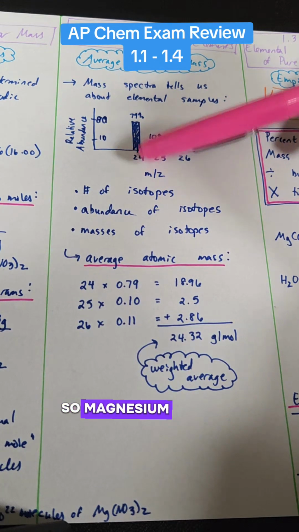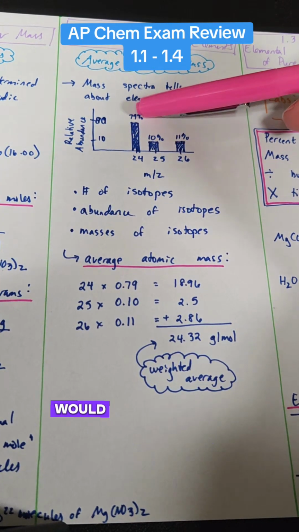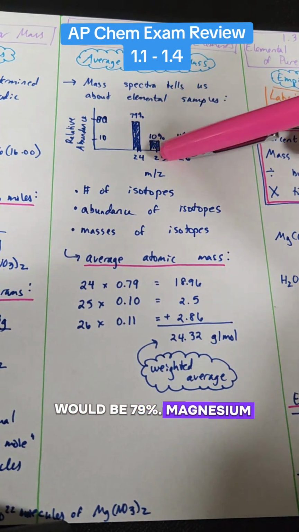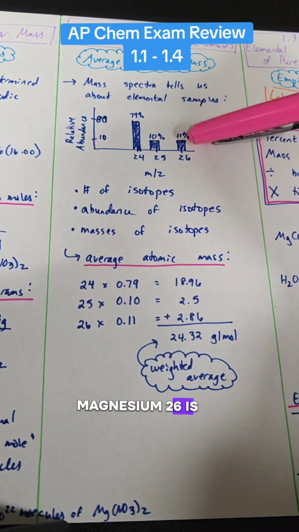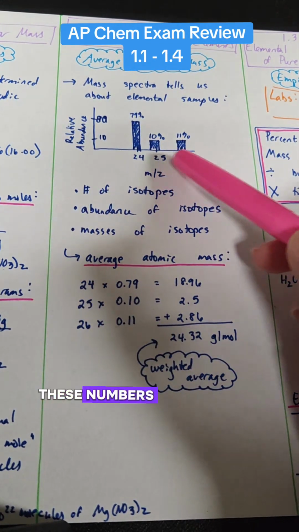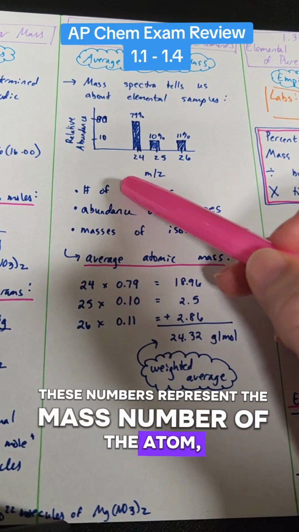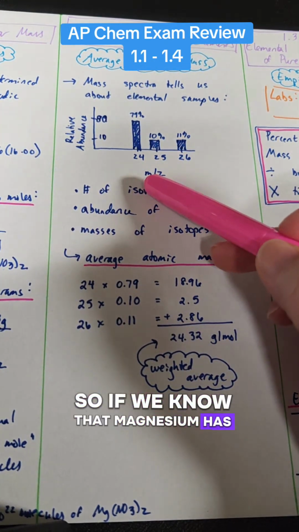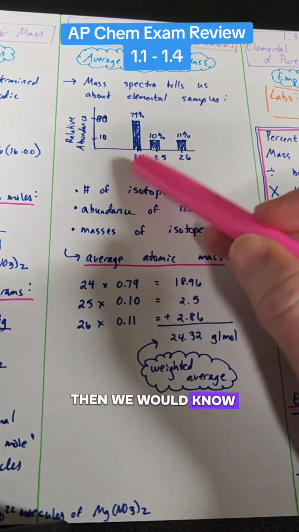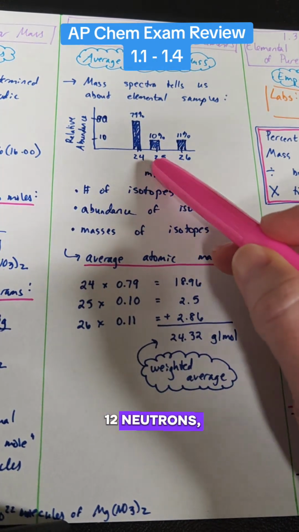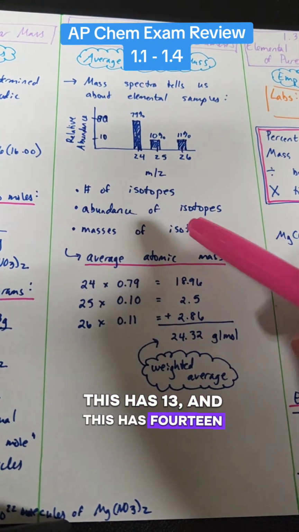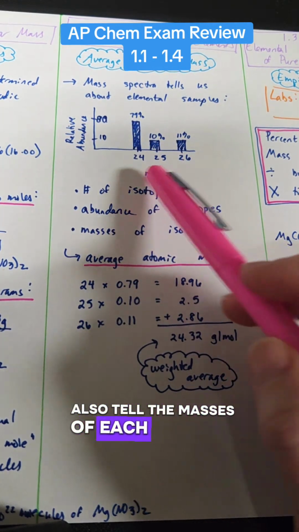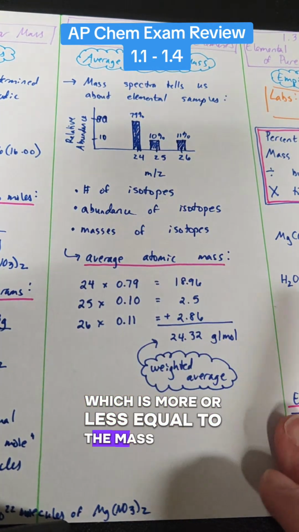So magnesium 24, that's its isotope, would be 79%. Magnesium 25 is 10%. Magnesium 26 is 11%. By the way, these numbers represent the mass number of the atom, which is your number of protons plus your number of neutrons. So if we know that magnesium has an atomic number of 12, then we would know that this isotope has 12 neutrons, this has 13, and this has 14. We can also tell the masses of each isotope, which is more or less equal to the mass number.